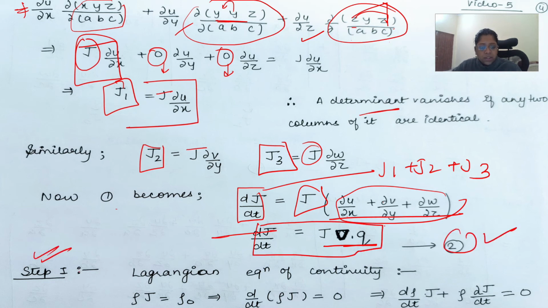Now step number 1. Step number 1 is the Lagrangian equation of continuity. Now we have to show the equivalence between the Lagrangian and Eulerian equations of continuity, so here we are using the Lagrangian equation. I hope you know rho J equals rho 0 is the Lagrangian equation of continuity. So we can write it like this: d by dt of rho J, which is equal to 0. We can also split it like this: d rho by dt into J plus rho dJ by dt, which is equal to 0.